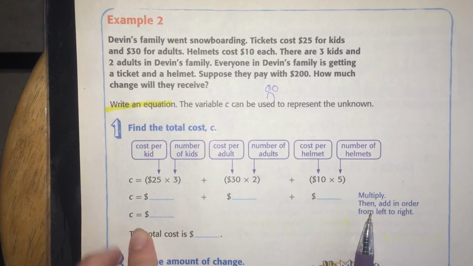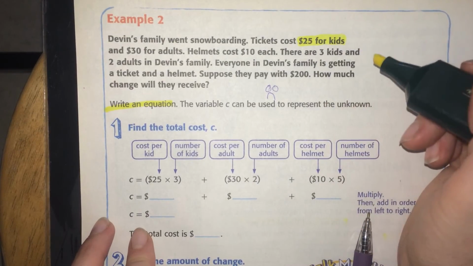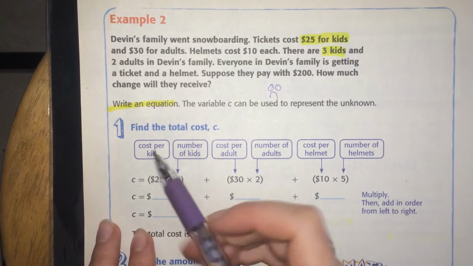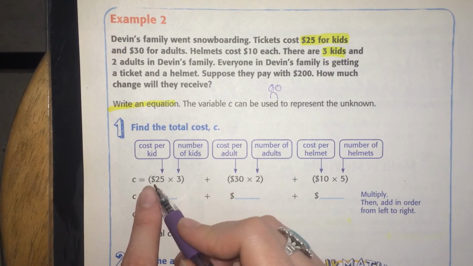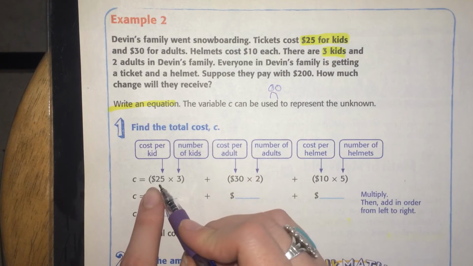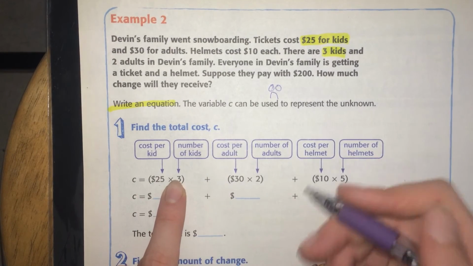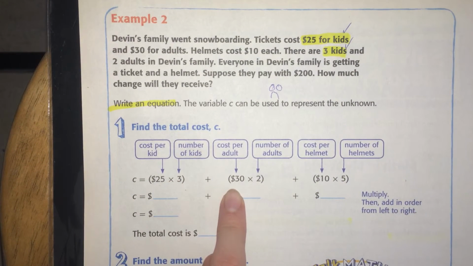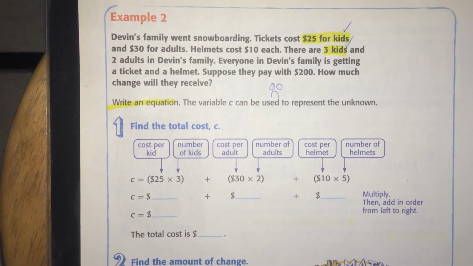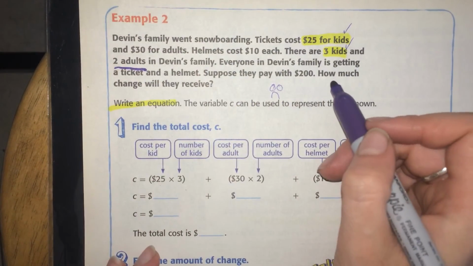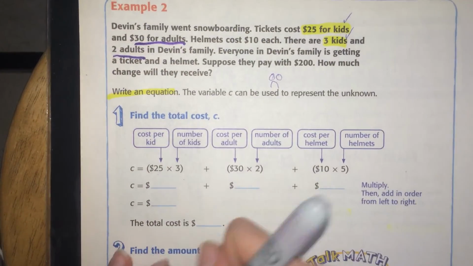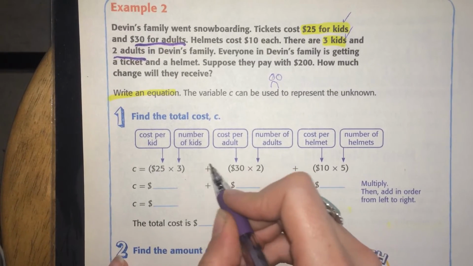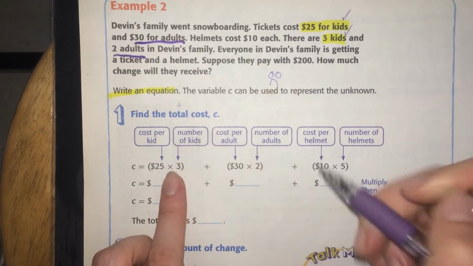First, I'm going to highlight what prices go with the kids. So kids was $25, and there's 3 kids. Okay, so that's my first step, to figure out the cost per kid. So $25 times 3 kids. Okay, now I've got that in. Now we have the adults, right? We have the parents. So we have 2 adults, and the adult price costs $30. Okay, so now we have 30 times 2. And we're adding these together because we're looking for the word total.